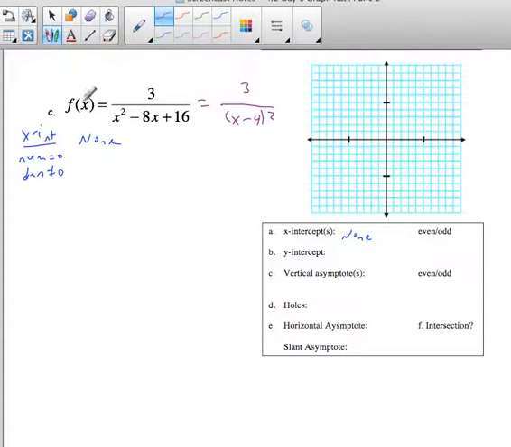Let's go on to the y-intercept. To find the y-intercept, we're going to let x be 0. So we're going to evaluate the function f of 0. So that is 3 over 16. So the y-intercept is the ordered pair (0, 3/16).